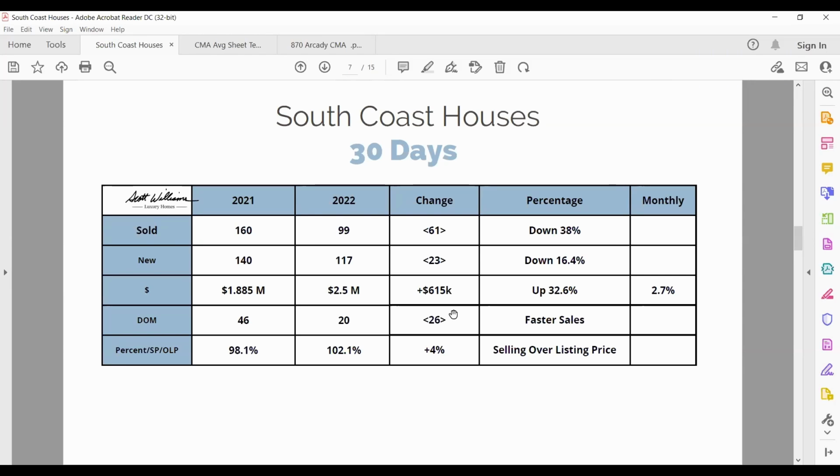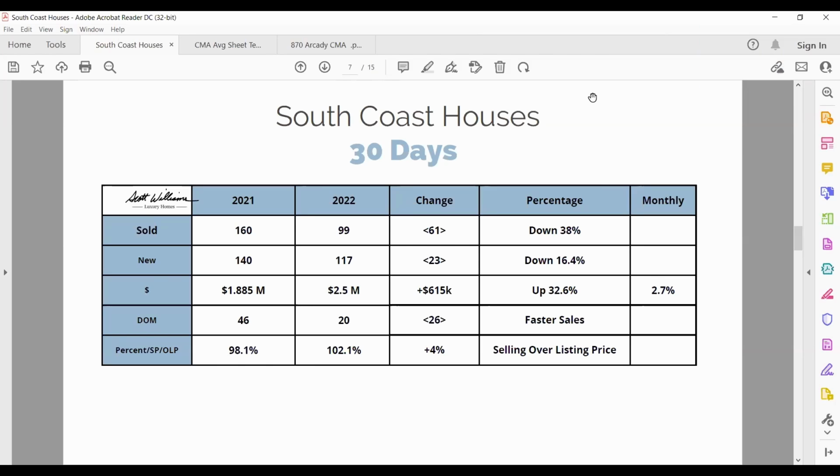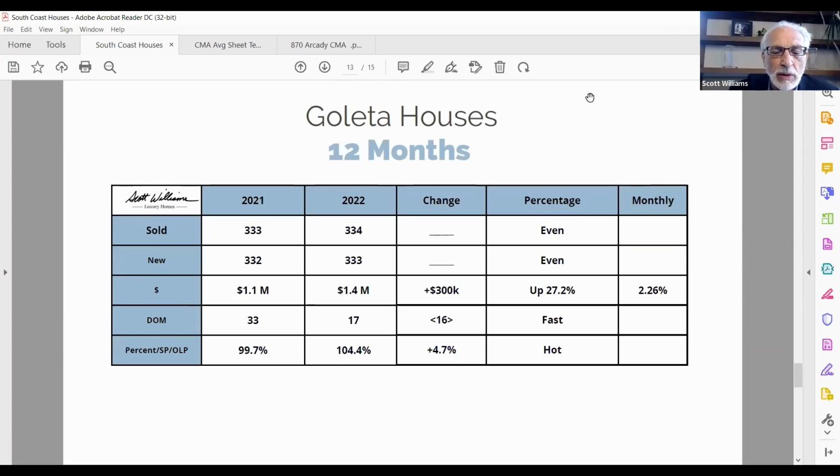Anybody else? We'll move on and let's start to talk about the values of houses here. Scott, hi, Kathy Hughes. Thank you for doing this. This is awesome. I appreciate it. So could we go back to the Goleta slide, please, for a moment? Okay. Goleta houses. There we go.